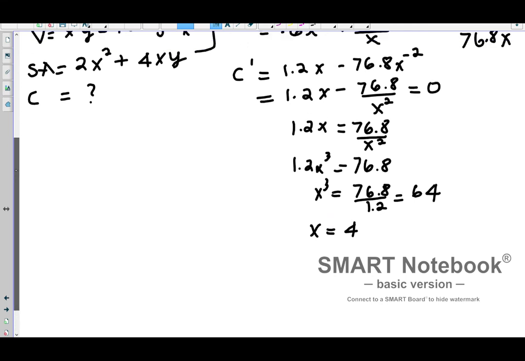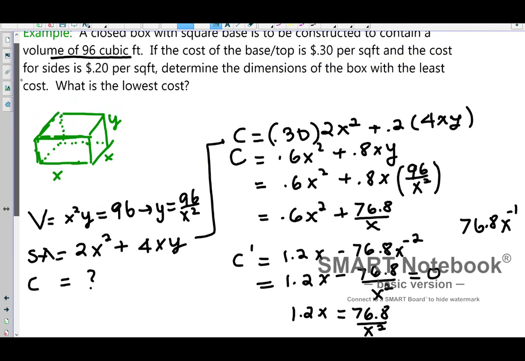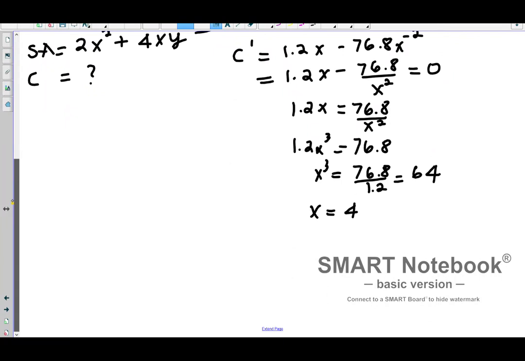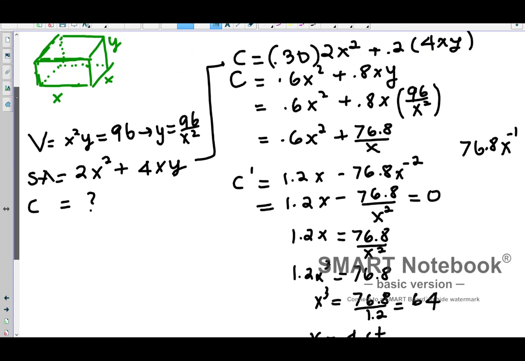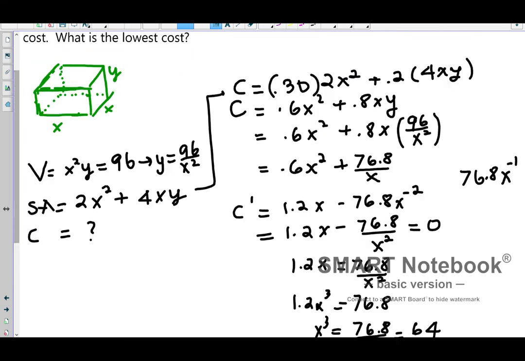And what were the units for this question? Everything went in feet. So x is 4 feet. So x by y. So we already know 2 dimensions are going to be 4 and 4. And the third dimension is y. And let's go back and find one of the easy equations to solve for y. I would say it's right here, 96 over x squared.